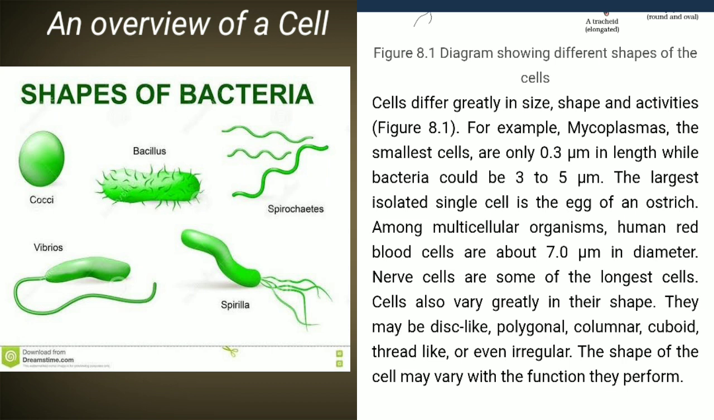Similarly, bacteria also have different types of cells based on their shape. Some of them are comma shaped, some are round in structure, some are rod like in structure, etc. So these cells come in different shapes and sizes.